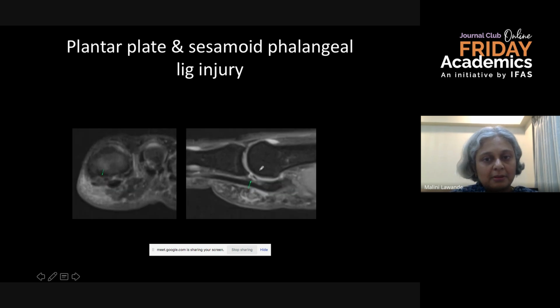Another example, again, you can see plantar plate injury. This is the FHL. This section is somewhere slightly beyond the sesamoid. Sesamoid is here, it is at this level. So this is the normal lateral sesamoid phalangeal ligament, and you can see the medial sesamoid phalangeal ligament showed a high-grade injury. So we need to look at all the planes, high-resolution images, and there was a lot of subacute edema in that location.